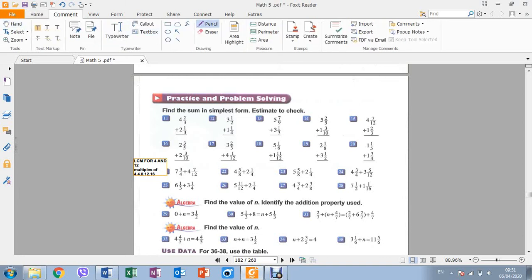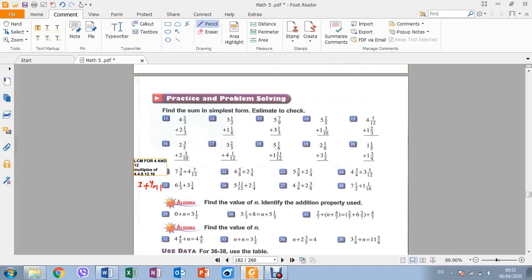Look, I have 7. At first, 7 plus whole number together. 7 plus 4 equal to what? 7 plus 4 equal to what? Equal to 11. Equal to 11. Now the fractions.